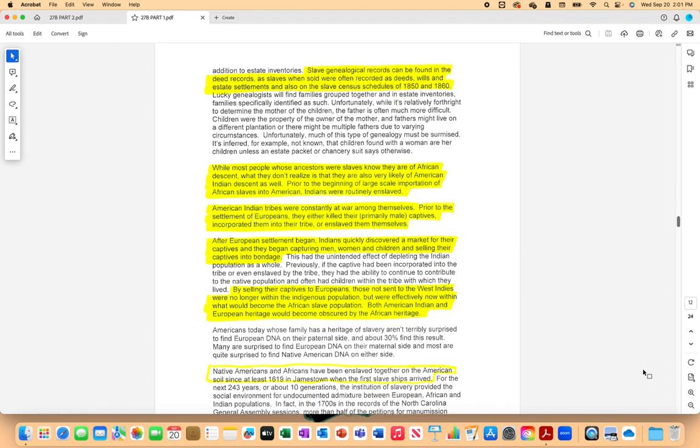By selling their captives to Europeans, those not sent to the West Indies were no longer within the indigenous population, but were effectively now within what would become the African slave population. Both American Indian and European heritage would become obscured by the African heritage.